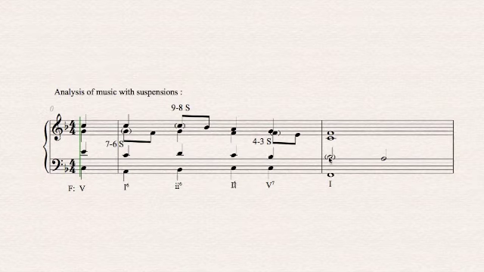So that's the suspension. F up to B flat, and then F up to A makes it a 4-3 suspension in the tenor. There you have it. Let's listen once again, and we'll be done.